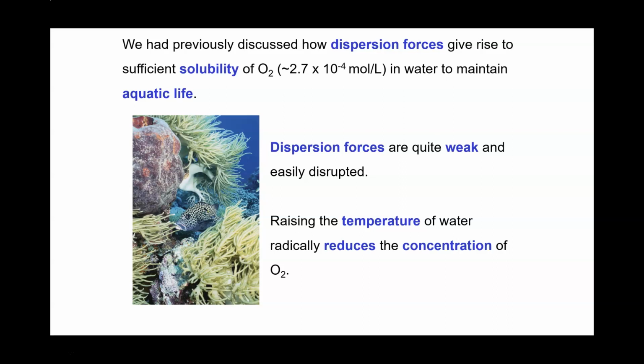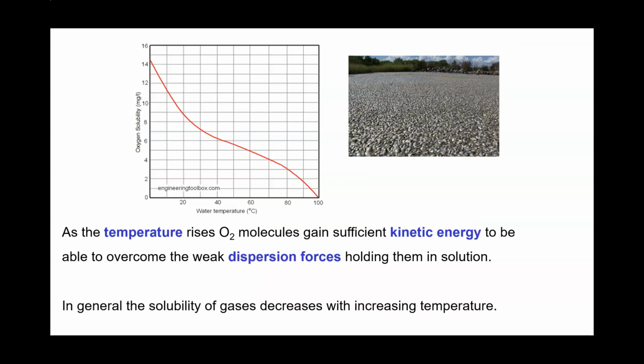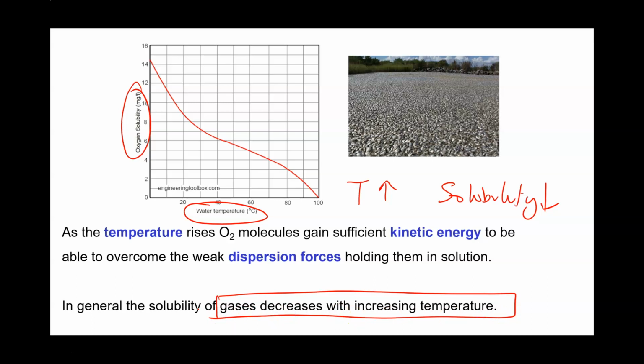And what is observed is that when you raise the temperature of water, you radically reduce the concentration of O2. So we've seen this little chart here where we were talking about how oxygen solubility is highly dependent upon temperature, and the general result is that as the temperature goes up, the solubility goes down. Now, this is a well-known result for oxygen, but it actually turns out that the solubility of almost all gases decreases with increasing temperature. So a general result is that the solubility of gases will decrease with increasing temperature.